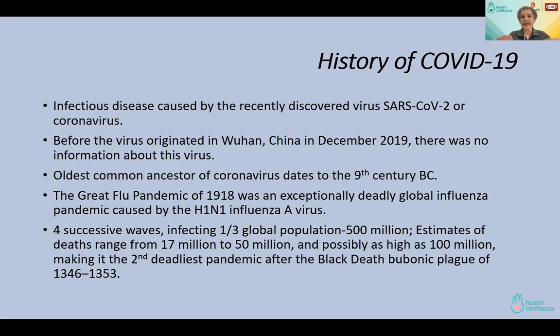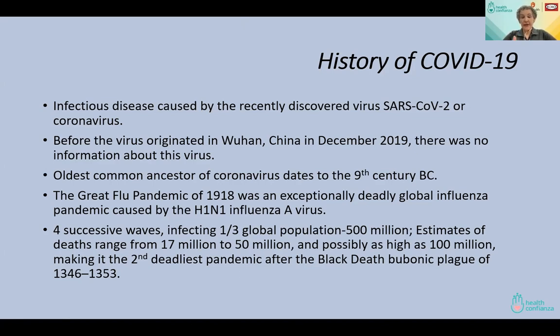The infectious disease was caused by the recently discovered virus SARS-CoV-2 in Wuhan, China. It is COVID-19 because it was December 2019 that it was discovered or first noted. The oldest common ancestor of the coronavirus actually dates back to the 9th century BC. So these viruses are not necessarily new. This variation may be new, but the ancestors are not.